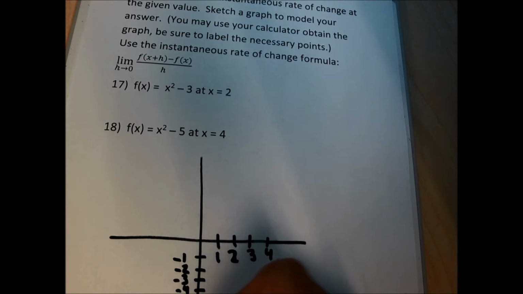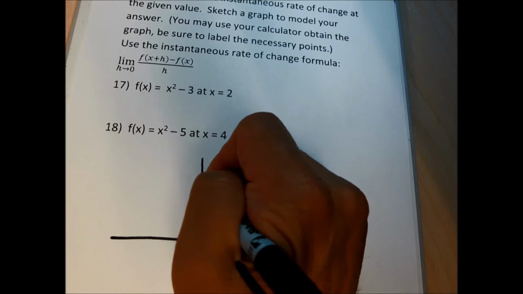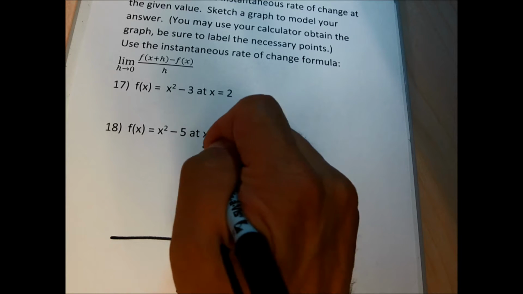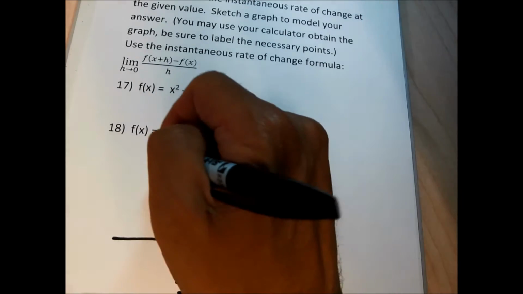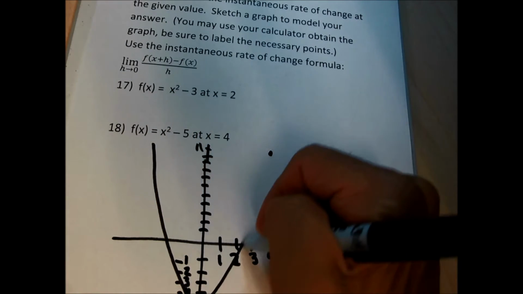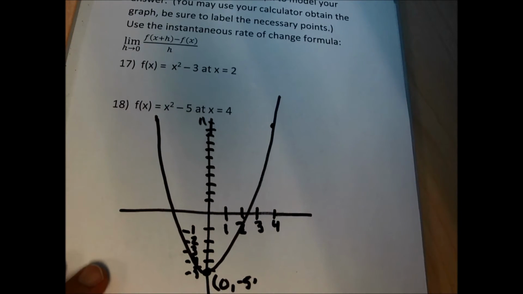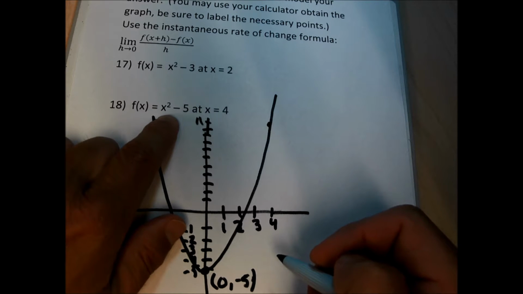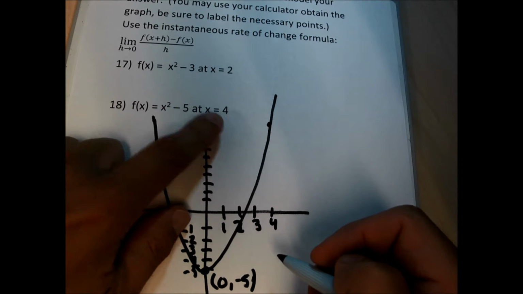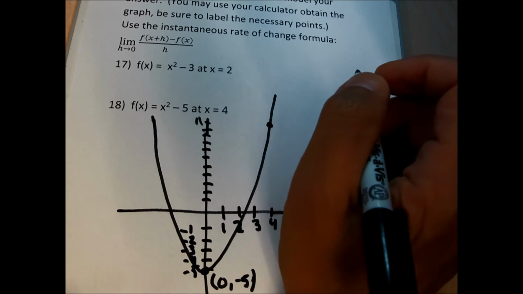So there's my point 0, negative 5. And then 1, 2, 3, 4, 5, 6, 7, 8, 9, 10, 11. Here's the point 4, 11. I'm going to draw my parabola, best I can. So this is the information that's given. I'm given the function, and I'm given a value of x.